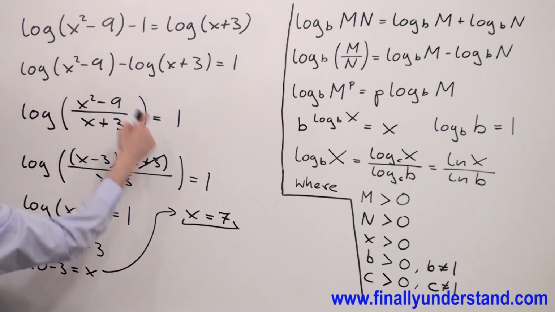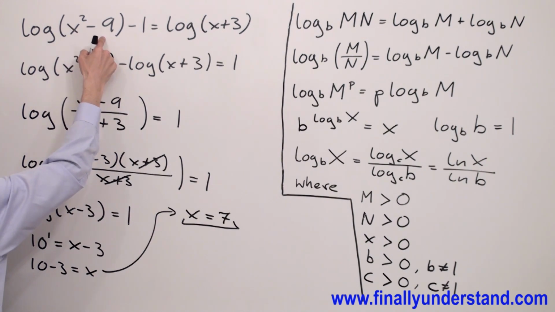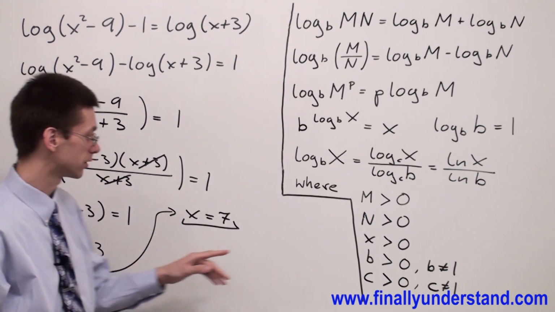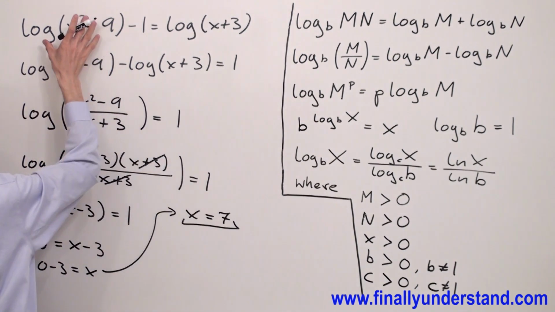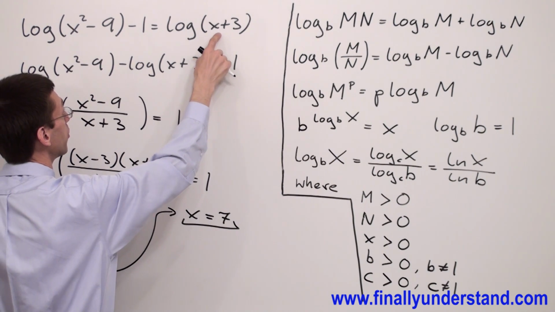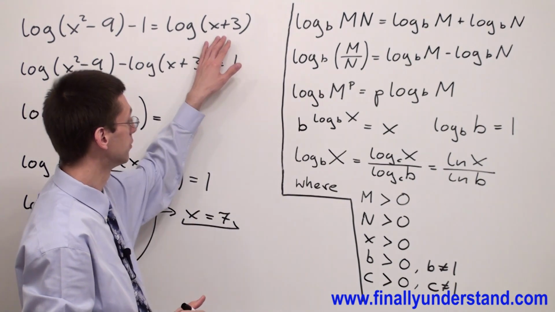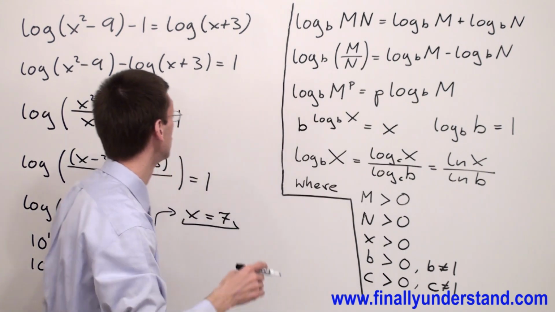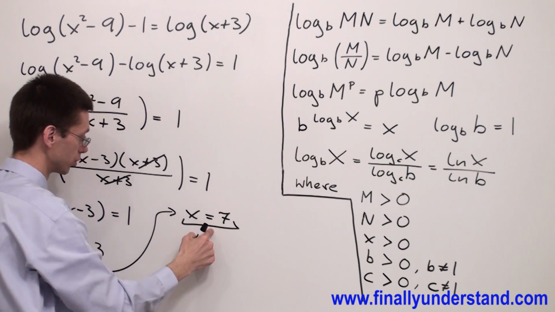Let's take a look at how it's going to work in the original equation. X squared means 7 squared is 49 minus 9 gives me 40. The domain is going to be positive for this logarithm. The domain has to be always positive, so this logarithm is okay. Let's take a look at this one. If I'm going to have 7 plus 3, this is 10. Again, I'm going to have a positive domain. The domain of the logarithm must be positive. So this logarithm is also okay. That's why this is the final solution to my problem.